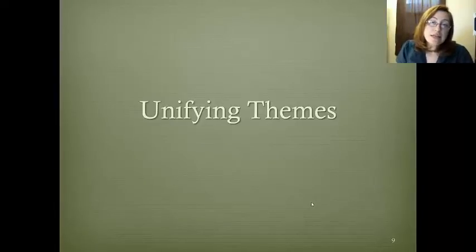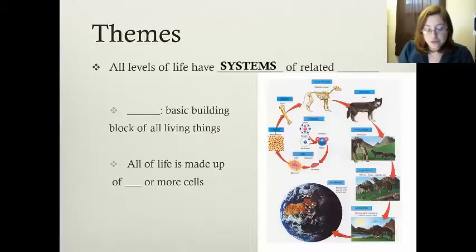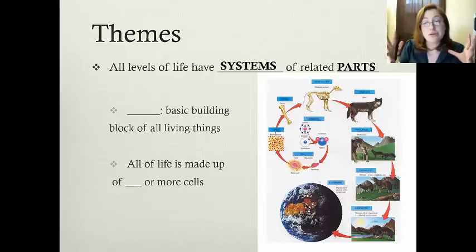So those are the key things that all living things have as a characteristic. But even going beyond that, there are some themes that we want to talk about in biology. We're going to see them pop up over and over again. Okay? The first theme: all levels of life have a system of related parts. In other words, little things build up to make bigger things.